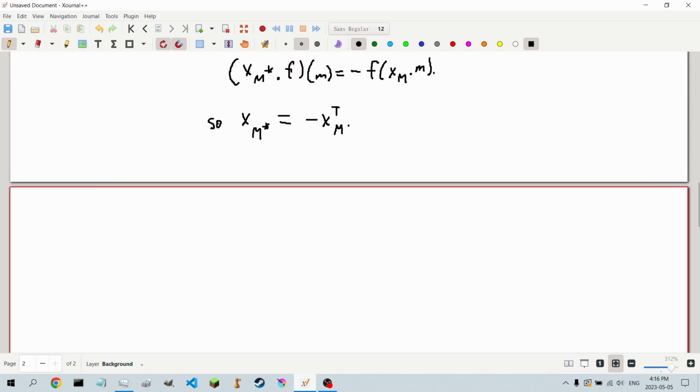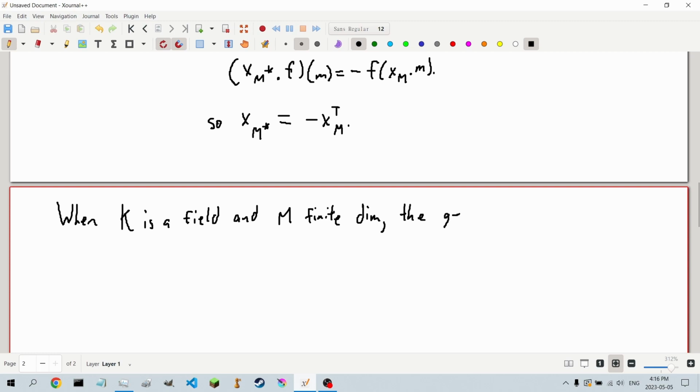And so when K is a field, and M is finite dimensional, the G module M is simple or semi-simple if and only if M star as a G module is.